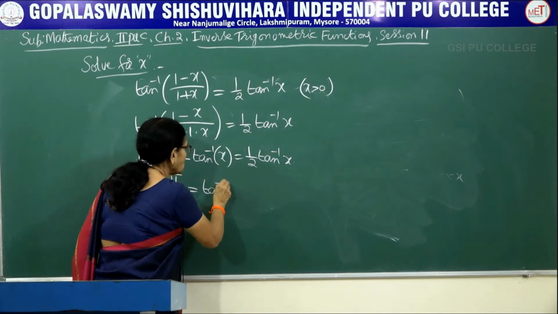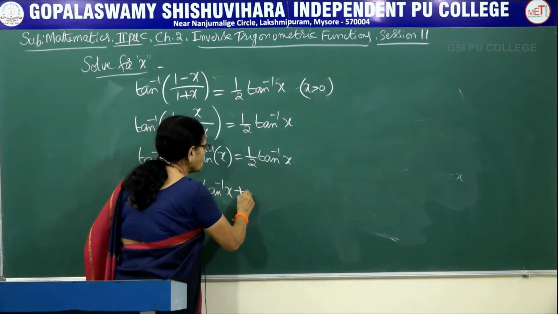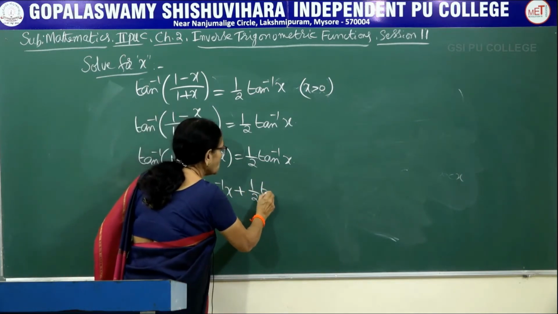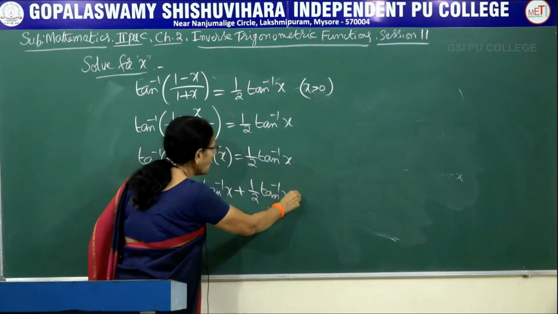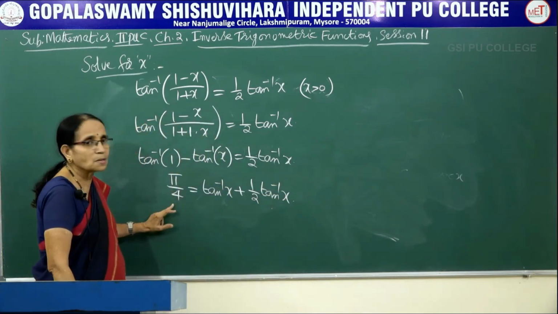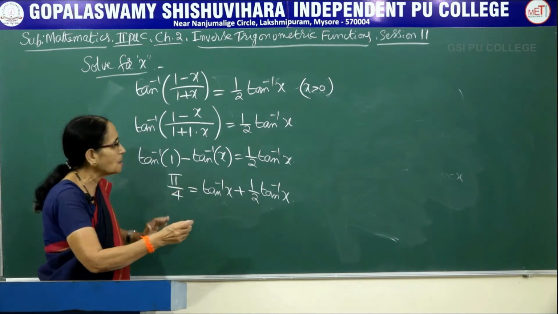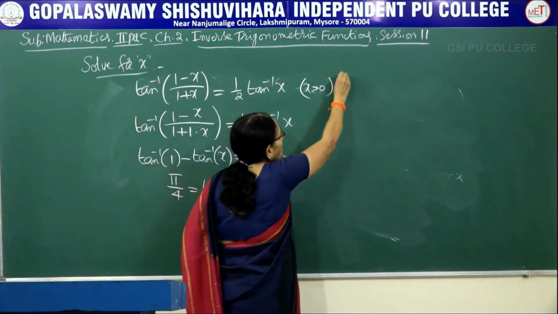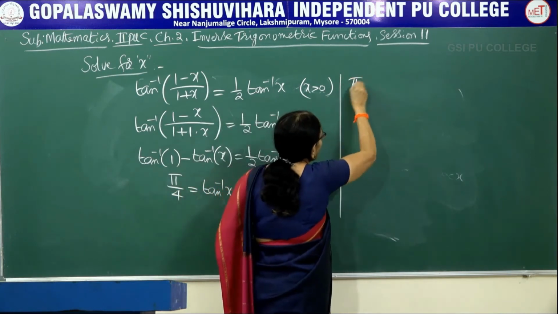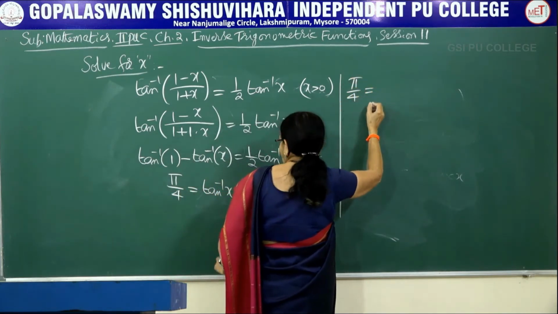That is tan inverse x plus half of tan inverse x. So keep this constant as it is. The unknown quantity has come to one side of the equation. Therefore, I can write this as pi by 4. Write it as it is.